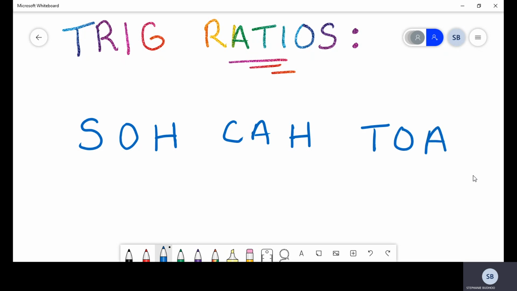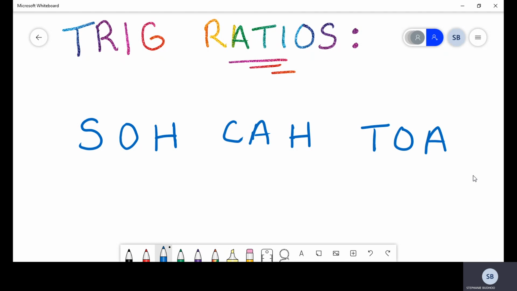Now, I have not traveled the world myself, so I can't say if internationally all countries say it the same, but here in the Caribbean, I know that we usually say SOHCAHTOA or SOHCAHTOA if you want an accent.